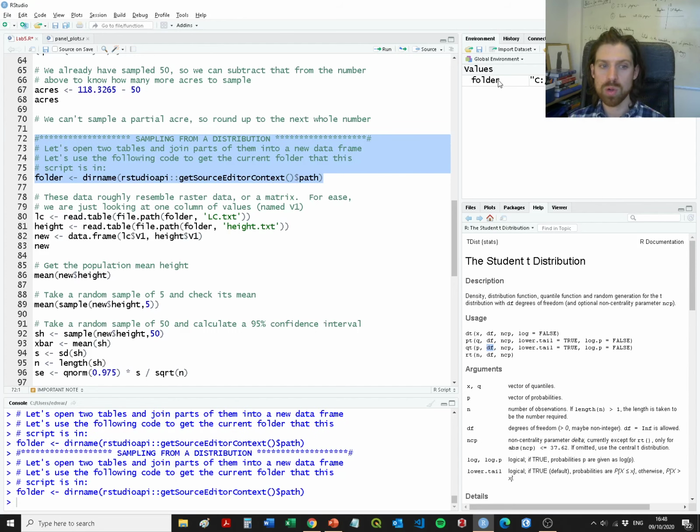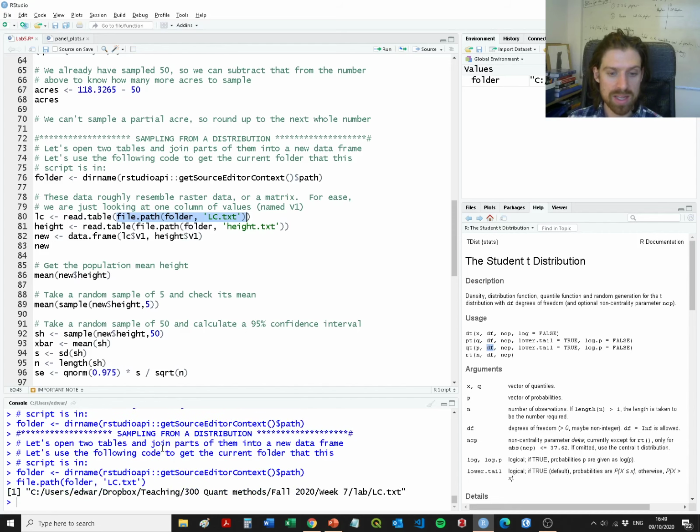Okay, so once you've got the folder, all you need to do is get the name of the file and join it to the folder path. Here we're using the function file path. It's taking the folder that I just mentioned before, and it's going to take this file name, lc.txt, and literally put it on the end of that file path. If I enter that, you can see that this is written to the console: the folder path plus that individual file name. This is what we want to import.